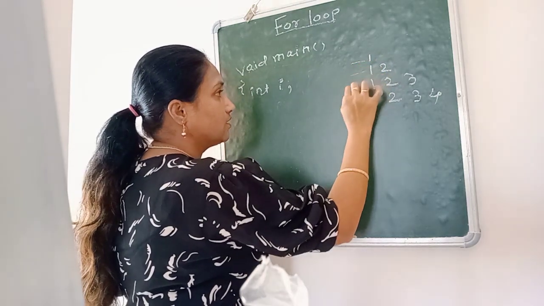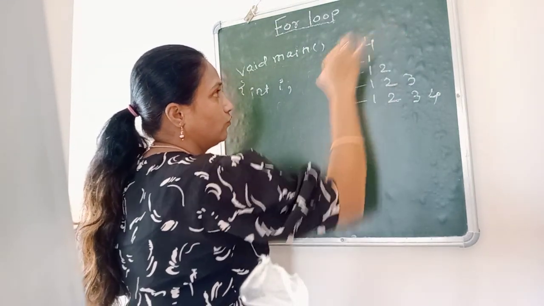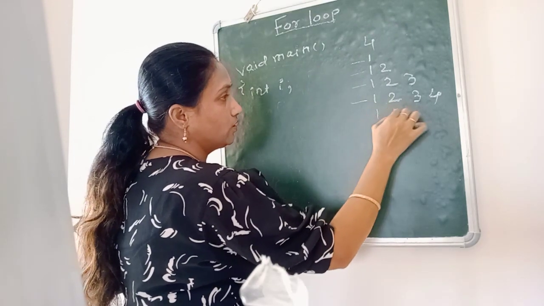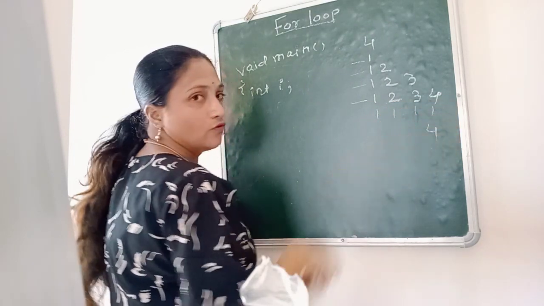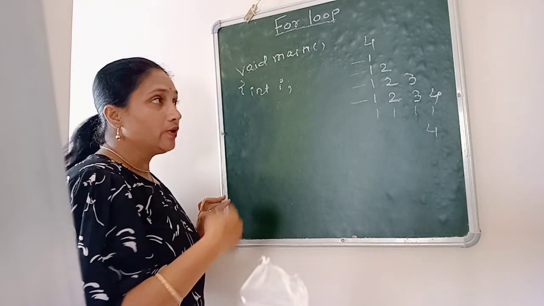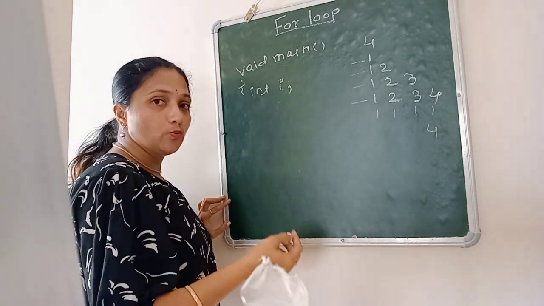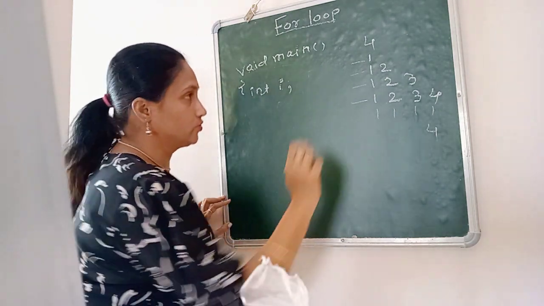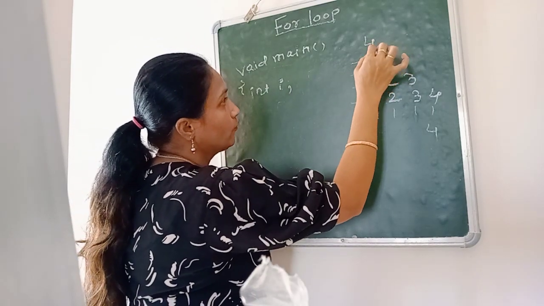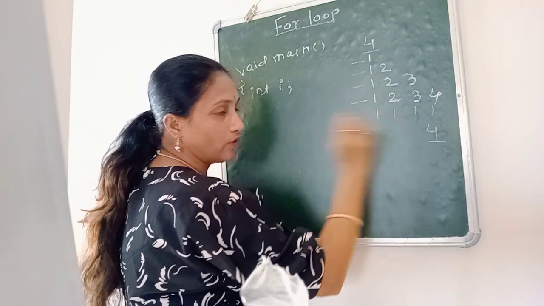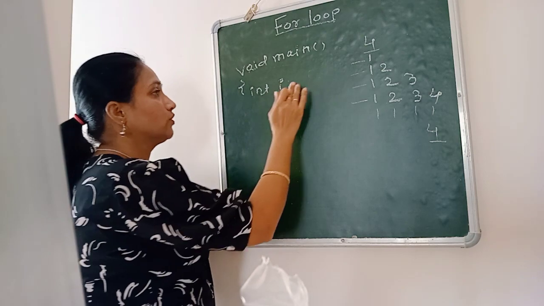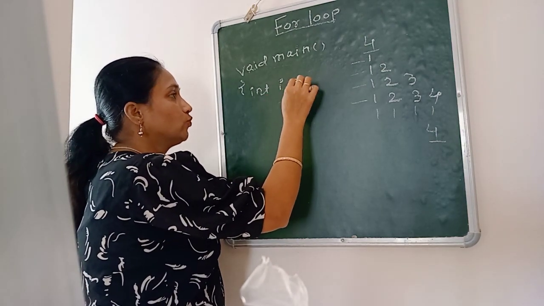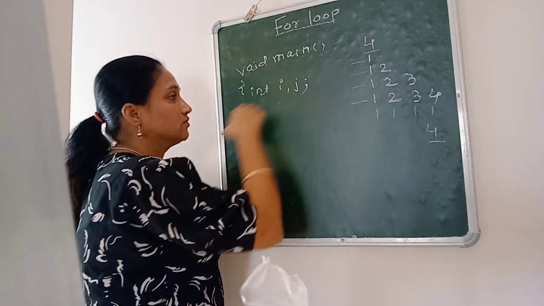How many rows are there? 4 rows, correct. And how many columns are there? 4 columns. So how many times do we need to run the outer loop and inner loop? Here we'll be using nested loops. The outer loop we run 4 times and the inner loop we run again 4 times. So for that we need to take 2 loop variables i and j.